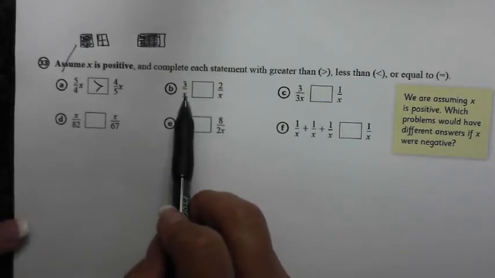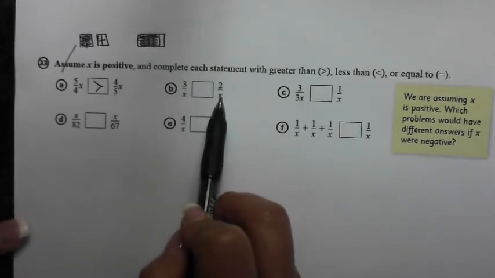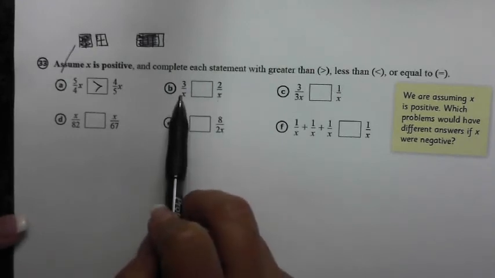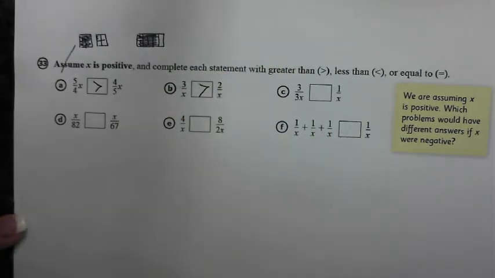So it only makes sense that this is going to be more. Okay, this one, the x's are the same. So the x is the same. You have to look at the top number. Which top number is more? 3 is more than 2. So 3x is greater than 2x.